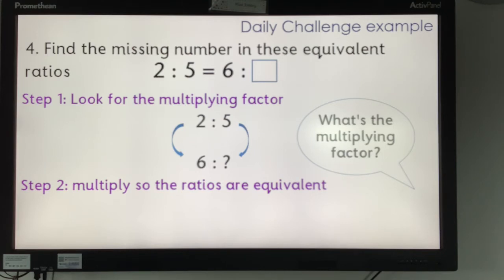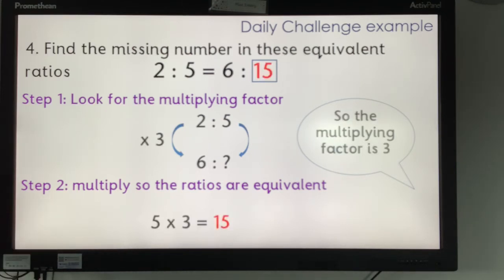Have a go. So hopefully you spotted that in order to get from 2 to 6, your multiplying factor was 3, because 2 times 3 is 6. So then you have to do the same to 5, and 5 times 3 is 15, so our missing number is 15. And that tells us that the ratio 2 to 5 is the same as the ratio 6 to 15.